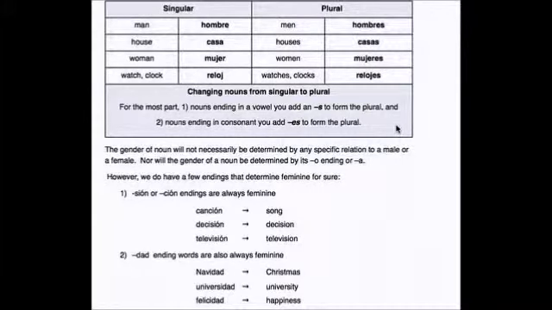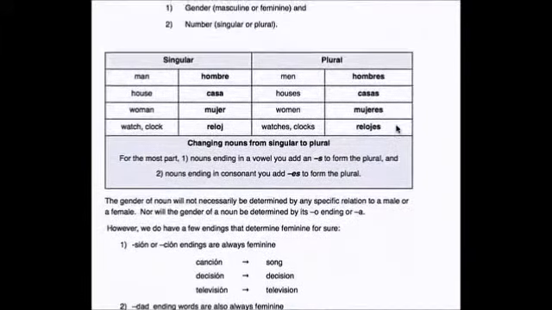Watch or clock in Spanish is reloj. Reloj. Again, J is like an H in English. And when we do the plural, watches or clocks, we would say relojes. We add the es because the noun ends in a consonant. So that's a very basic but important rule. Any noun that ends in a vowel in Spanish, we add an s for plural. If the noun ends in a consonant, we add es for the plural. We'll do plenty of those exercises.